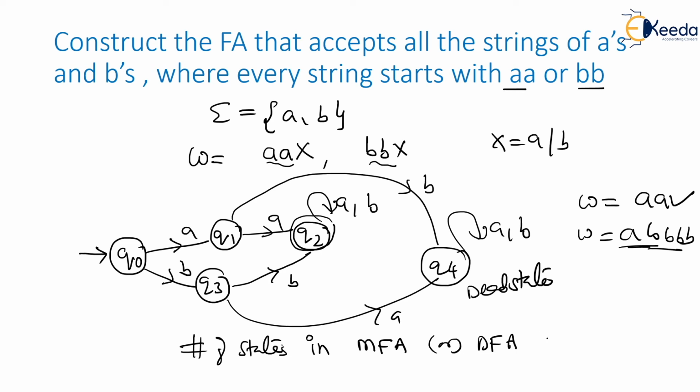The number of states in the minimal FA or DFA is equal to how many we got? 1, 2, 3, 4, 5 states.